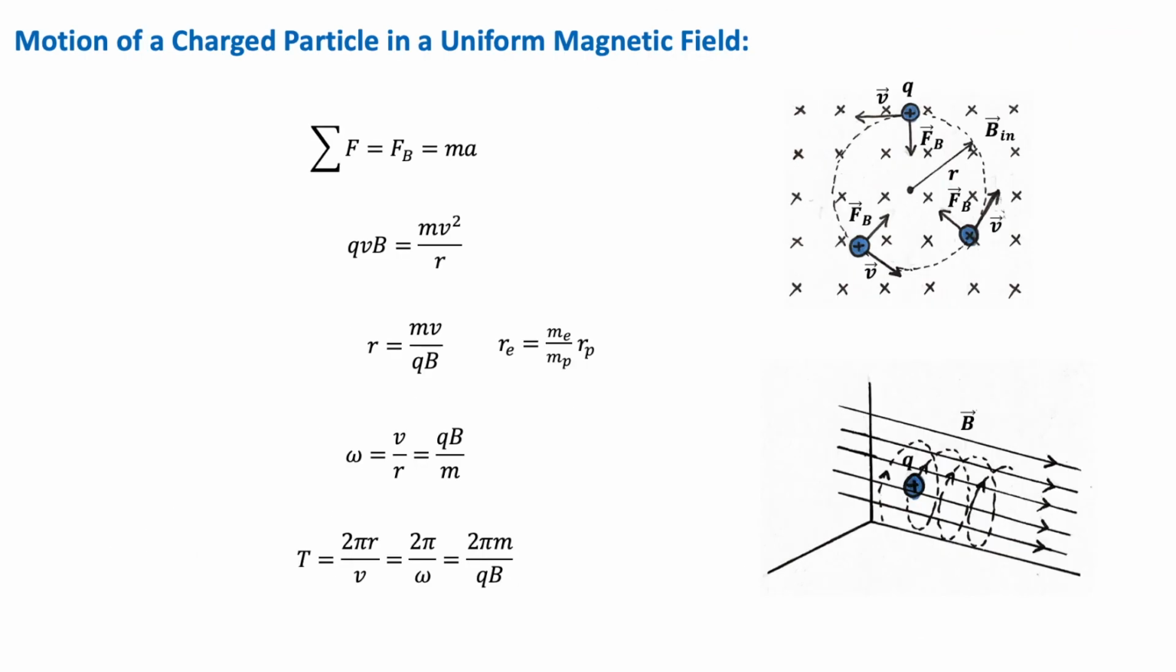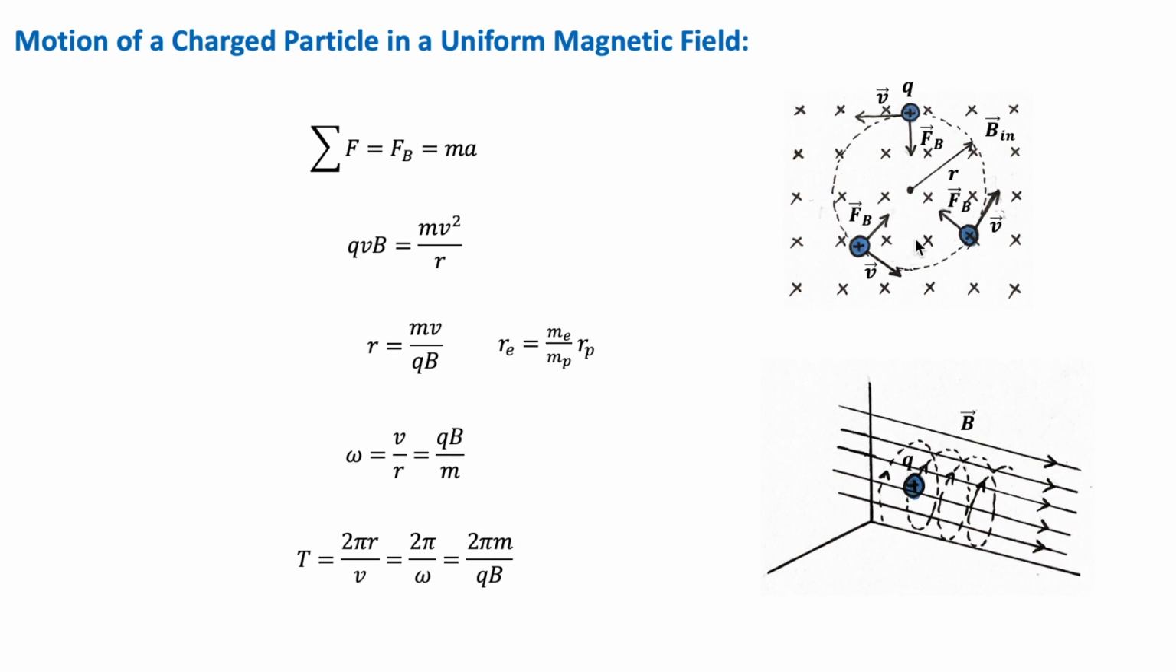So we will now consider the motion of a charged particle in a uniform magnetic field. Suppose we have a positively charged particle moving in a uniform magnetic field with an initial velocity vector that is at an angle of 90 degrees to the field. So the velocity vector is perpendicular to the field, okay, as you can see here. The field is into the page. In this case, the magnetic force will be directed in this direction.